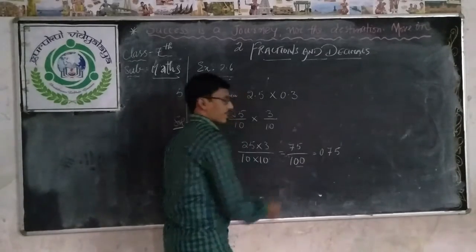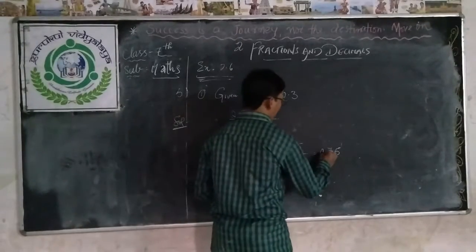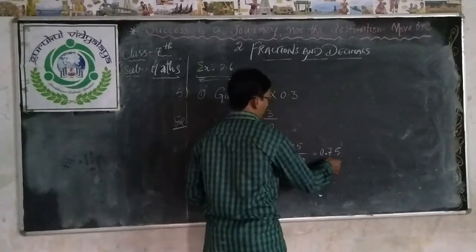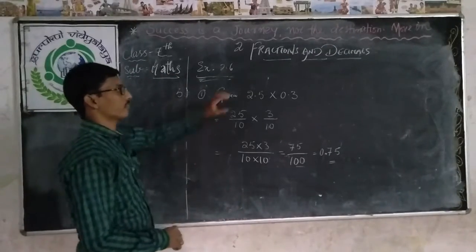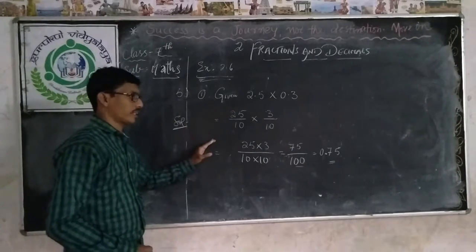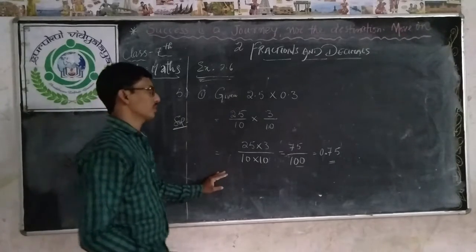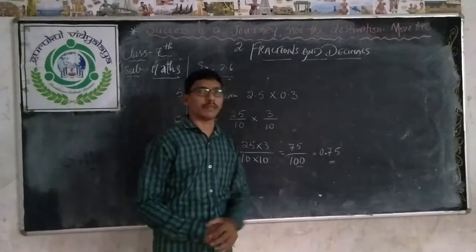Now, how many digits are there? How many zeros are there? 2 zeros. So 2 digits after you have to keep the point. So 0.75 is the answer. Answer, children. First, convert the given decimal number into a fractional number. Then multiply the numerators and multiply the denominators. So you will get the decimal fraction, and the decimal fraction should be converted into the decimal number.